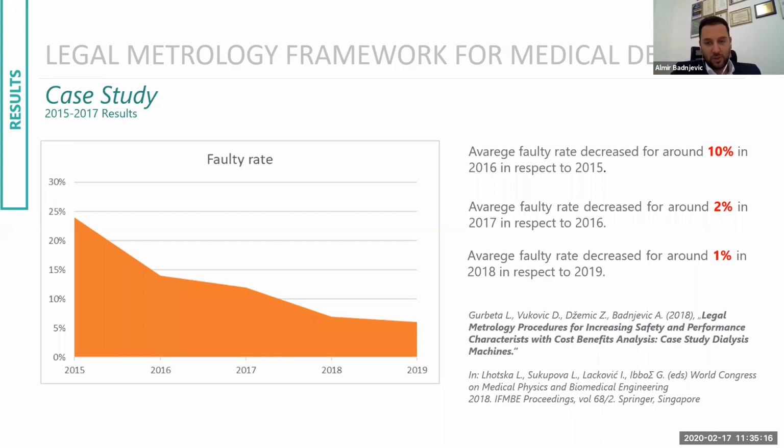So this 2% is already a pretty high number of devices which are no longer faulty like they were before. Because when a device is faulty, it means that any patient could get a diagnosis or treatment with that faulty device. And also, it is important to know that all of those devices found to be faulty had preventive maintenance and service from the authorized distributor.